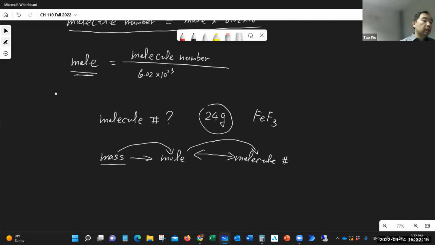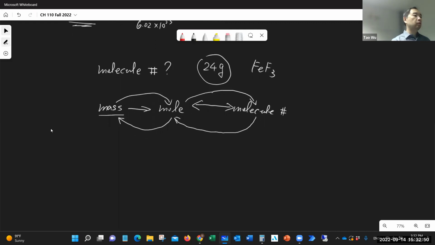In other words, if you have the molecule number, you can first figure out the mole, and then use the mole to figure out the mass again. So that's also 2 jumps. That's why you can convert the mass of a certain object to the molecule number, and you can also go from the molecule number to get the mass. The intermediate thing is the mole. Okay, so let's work on this question.